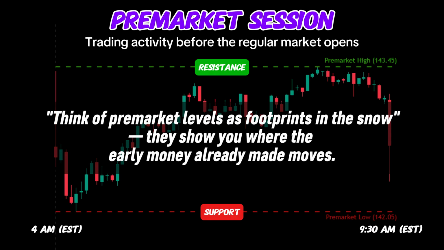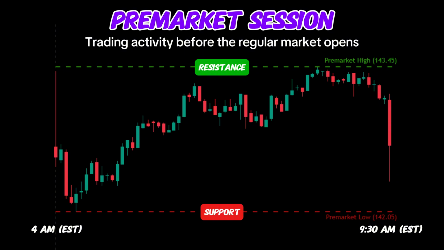Think of pre-market levels as footprints in the snow. They don't just tell you where price has been, they hint at who was there, what they were doing, and what direction they might go next. When institutions or early traders react to news, like earnings or a major catalyst, those reactions leave behind clear price levels. These levels aren't random. They represent real buying or selling interest. So when the regular session opens, other traders are watching those same zones. That's why you'll often see price bounce, stall, or break right at those pre-market highs and lows. They're not just lines on a chart. They're the first signs of intent in the market.